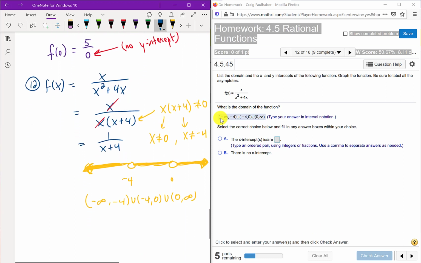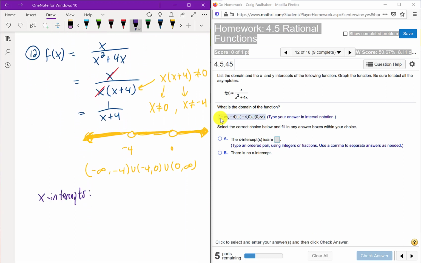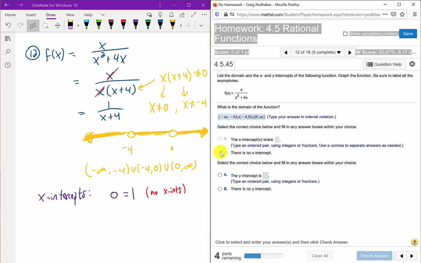So if we're trying to find the x-intercepts of this function, what we do is we take that numerator, in this case again it's just 1, and we set it equal to 0. Again, this is not a true statement, so this just means that we have no x-intercepts. Okay, let's go on to the next piece.